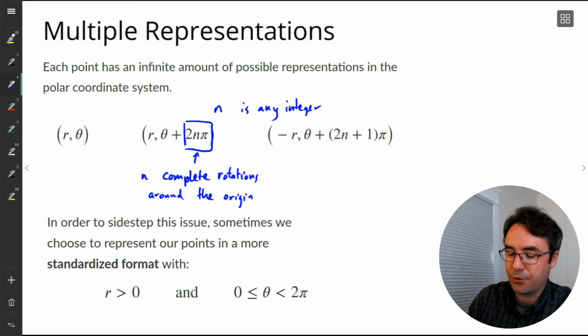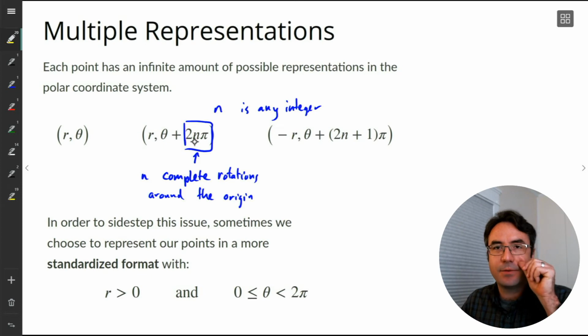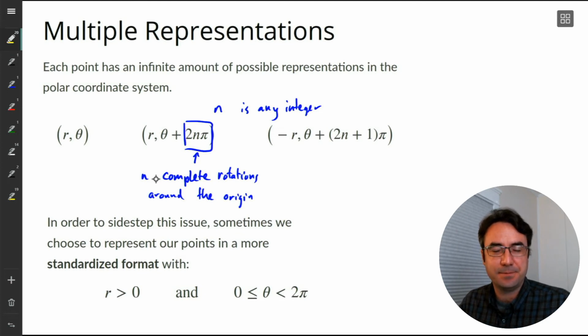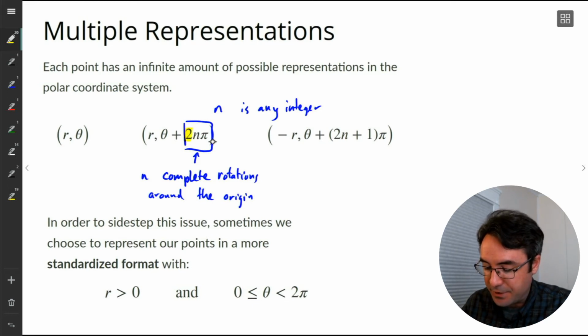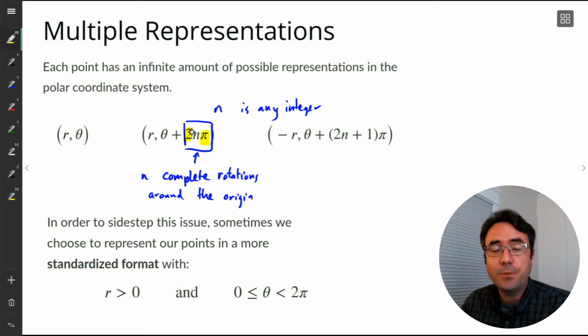In whichever direction. So if n is negative, then we're going in the clockwise direction. If n is positive, then we're going in the counterclockwise direction. But n just describes how many times we're going around the circle, essentially. And you can see here we have the 2 and the pi. There's 2 pi radians in a full circle. So n is just the number of times we're going around the circle.